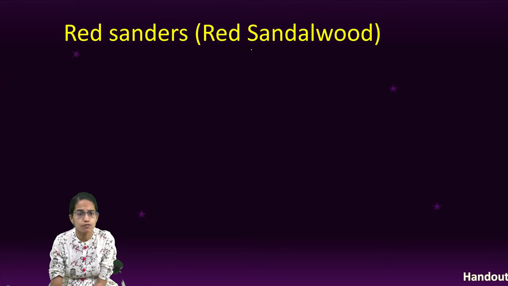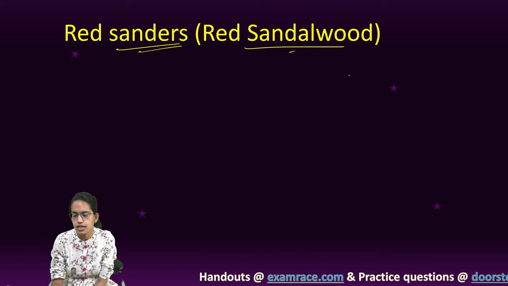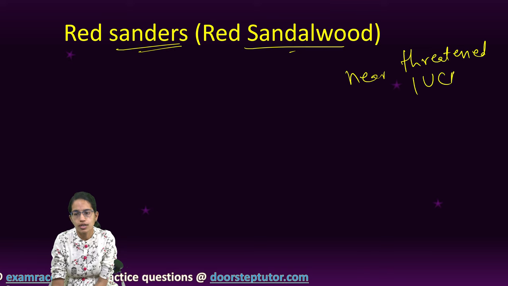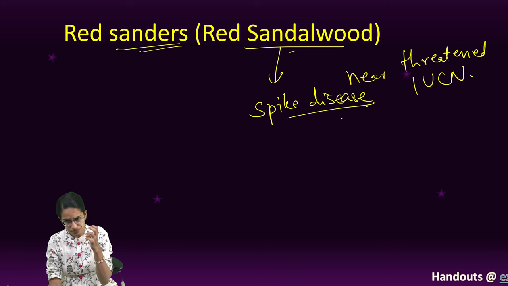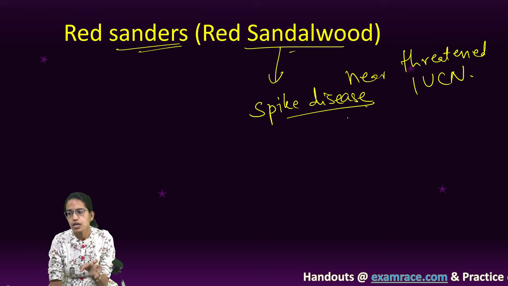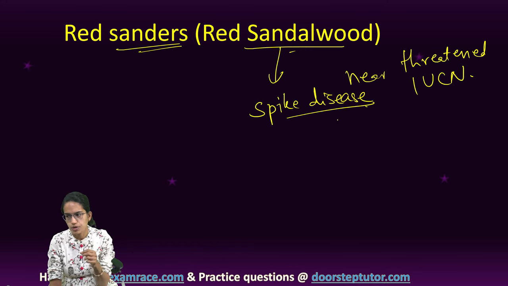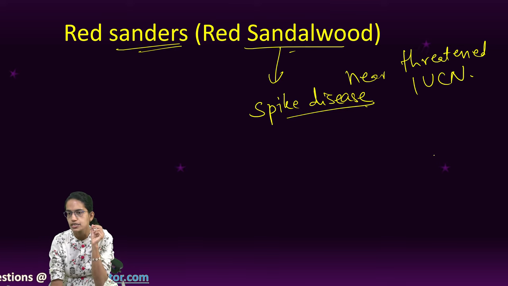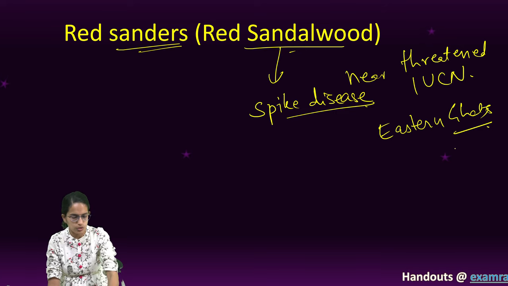The next is red sandalwood. Red sandalwood tree, also known as red sanders, is one of the trees which have been classified as near threatened under the IUCN classification. So it has been suffering from sandalwood spike disease. Now this spike disease affects the protoplasm, which creates a center for bacterial growth, and also spreads through plant-to-plant transmission. Red sandalwood is known for its medicinal property. It is found in the rocky fallow areas on red soil, and it is specifically found in the Eastern Ghats of South India. So that's where it is located.